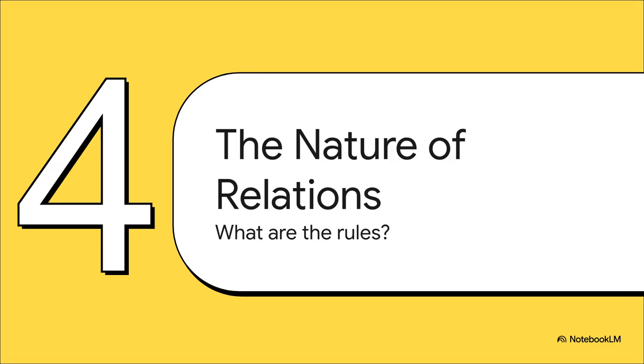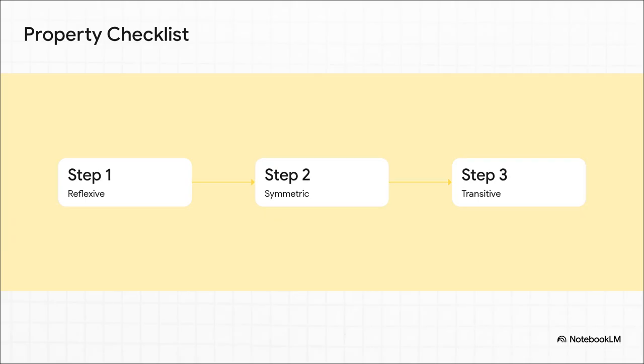So we can create a relationship with a rule, but we can go even deeper. We can actually start to classify these relationships based on the properties they have. This lets us understand the basic, fundamental nature of the connection itself. To do this, we're going to run a little diagnostic. We're going to check for 3 key properties. Is the relation reflexive? Is it symmetric? And is it transitive? Think of it as a simple 3-point checklist for figuring out what kind of relationship you're dealing with.